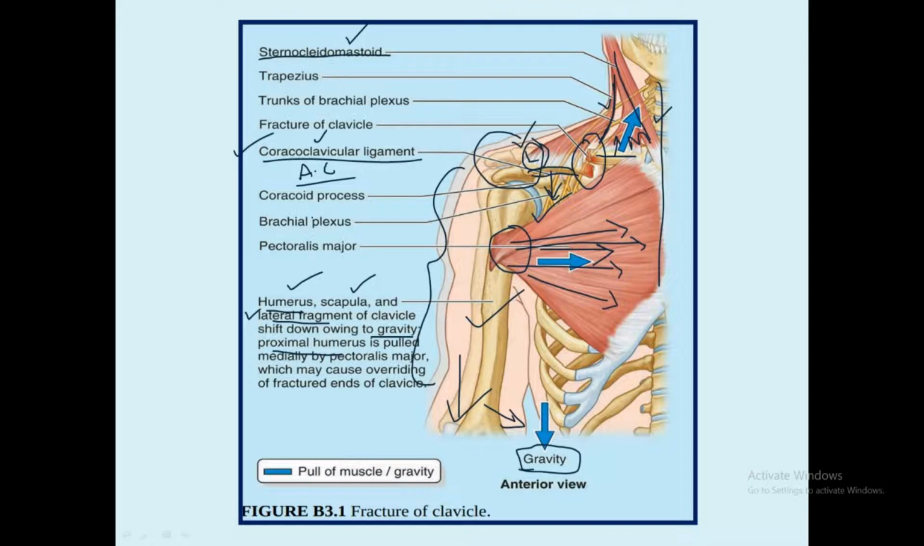By the pectoralis major. This is the pectoralis major, which causes the overriding of the fractured end of the clavicle. So the lateral end of the clavicle may be pulled medially by the adductor muscles of the arm, such as the pectoralis major.